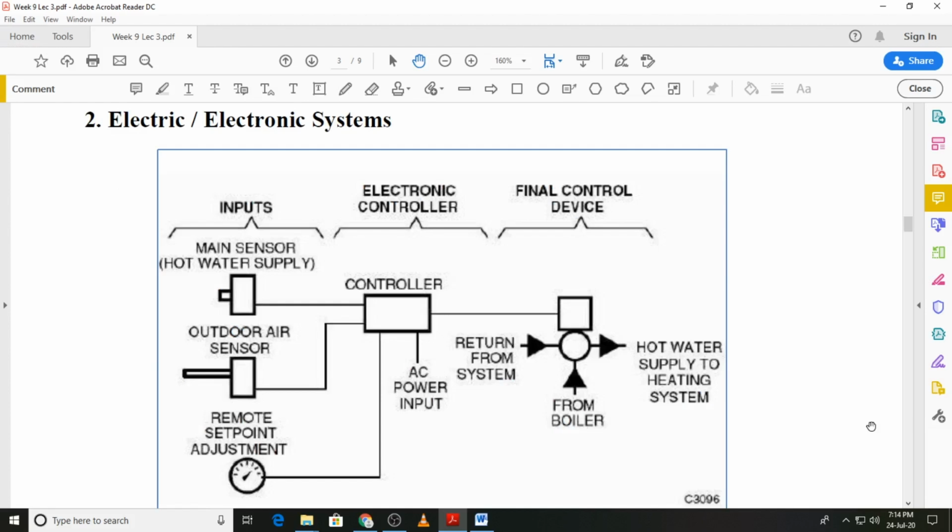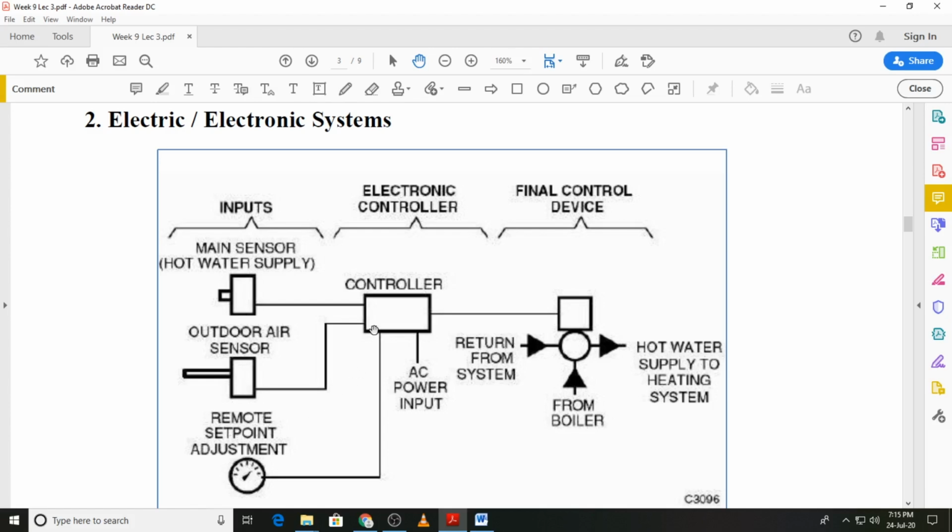The second one is an electronic or electrical system, and a simple block diagram of such a system is shown over here. You again have the controller, and we have the sensors, and you will have the actuator. So we have the inputs into the controller. Let's say in this particular case you have the outdoor air temperature, and you also have a sensor for the hot water temperature, and we have a set point over here.